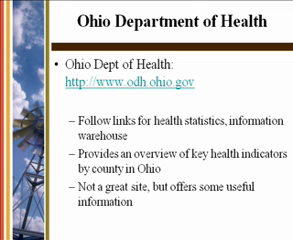And finally, the Ohio Department of Health has some useful information. I'm not crazy about this website, but they do have one nice link for those of us interested in health. If you follow the link for health statistics and then go to the information warehouse, there is a nice data source there that provides an overview of key health indicators by county in Ohio. That might be useful, especially if you're interested in, for example, diabetes or obesity as outcomes and are doing programs in that area. You can find out something about the health of your county by specific diseases. It does offer some useful information.